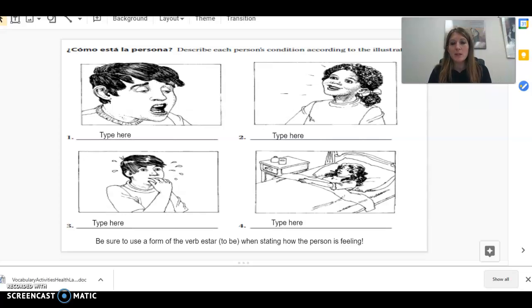This video is in case you need additional support for the assignment. On this first slide, it says, ¿Cómo está la persona? How is this person? For each image, you want to tell me how the person is feeling. You need to use the verb estar for each. So it either would be él está or ella está. For example, maybe it's tired, happy, nervous, and sick.